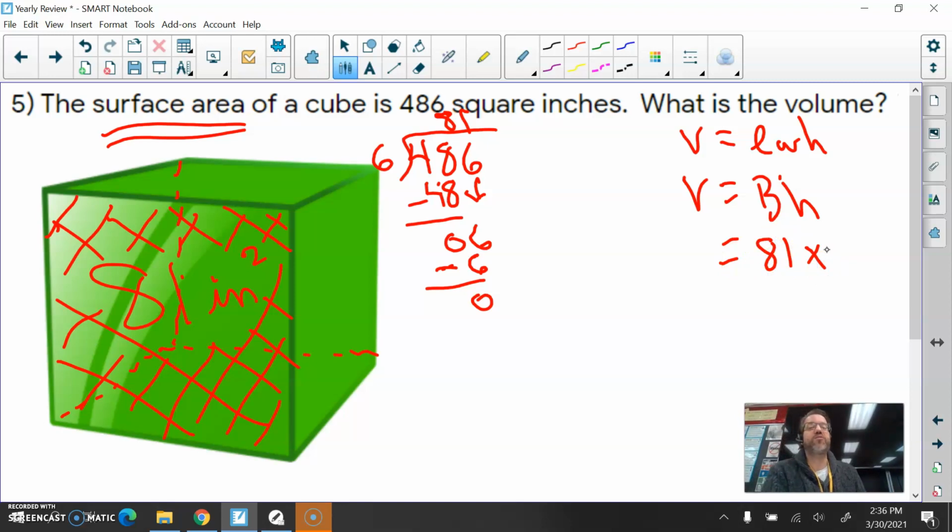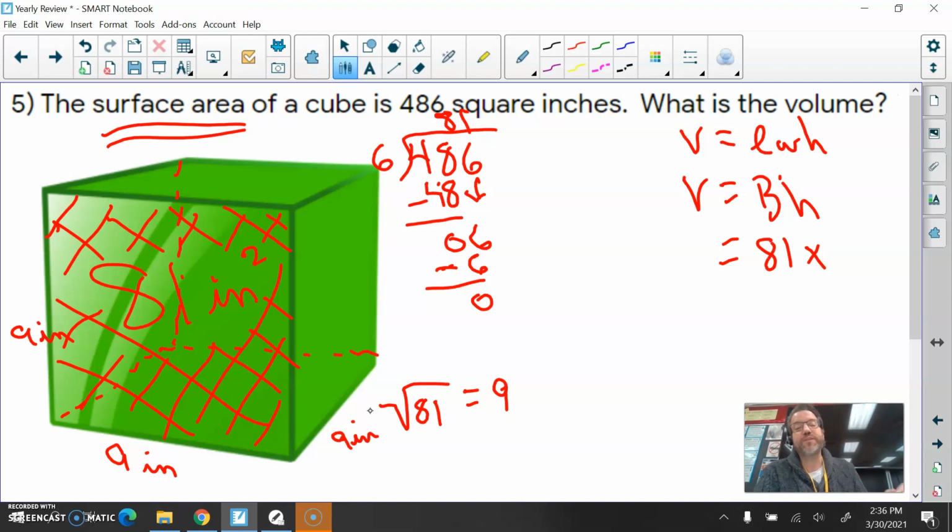times, what are the other measurements? Well, actually, if this is 81 square inches, can't I find the square root of 81? That's 9, isn't it? So I know this is 9 inches. This is 9 inches. This is 9 inches. The length, width, and height are all 9 inches. Okay, all the dimensions have to be the same because it's a cube. So it's 9 times 9, which is 81, times 9.